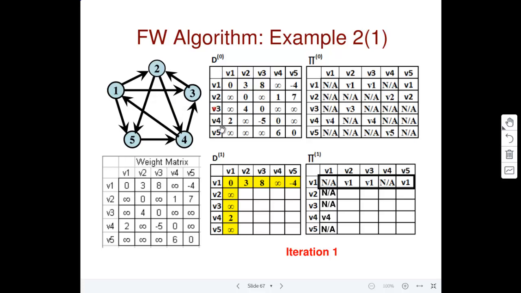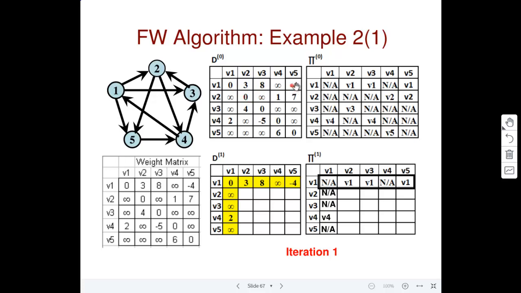Using the initial distance estimates, you should be able to tell whether there's an edge from one vertex to another vertex. Like for example here, it is infinity from V1 to V4, so there's no edge from V1 to V4. It is -4 as the edge weight from V1 to V5, that's okay, some edges could have negative edge weights. And this is 0 again in the diagonal to begin with, because there's no self loop from V1 to V1 or V2 to V2.